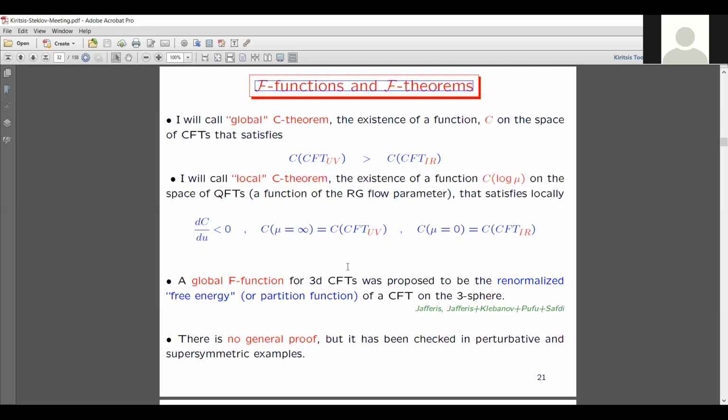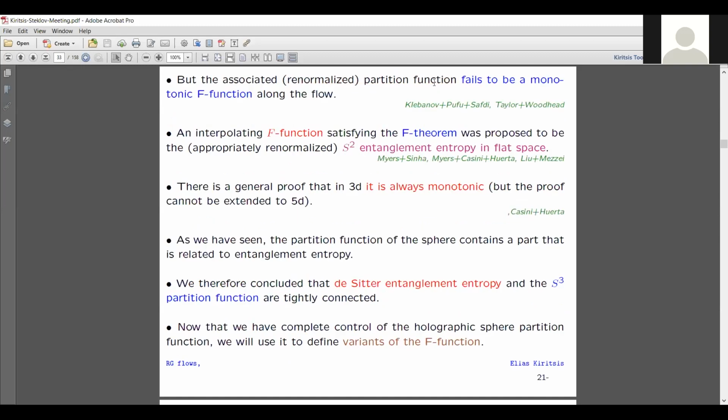Now, in 3 dimensions, a global F function for 3-dimensional CFTs was proposed some time ago as the renormalized free energy or partition function of a conformal field theory on the 3-sphere. And it was checked in many examples that it works. However, when people tried to use it as an interpolating F function, it was shown that it failed. Meanwhile, an interpolating F function in 3 dimensions, which satisfies the F theorem, was proposed in terms of an appropriately renormalized entanglement entropy across a 2-sphere in flat space. And now we have a general proof that in 3 dimensions, this is always monotonic. The problem with this proof is that it cannot be extended to higher dimensions.